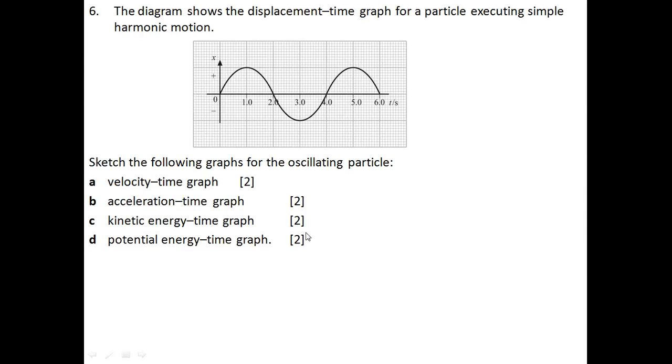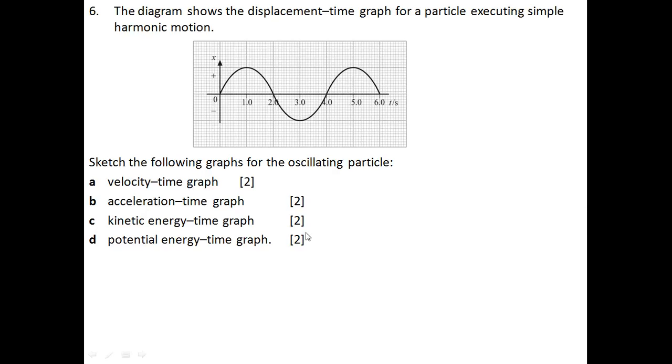Okay, question number 6. The diagram shows the displacement time graph for a particle executing simple harmonic motion (SHM). The question requires us to sketch the graphs of velocity time, acceleration time, kinetic energy time, and potential energy time. So before we start to plot these graphs, we have to identify first.